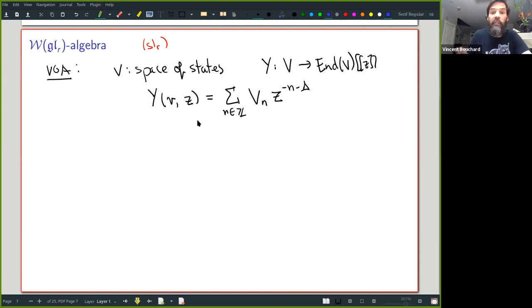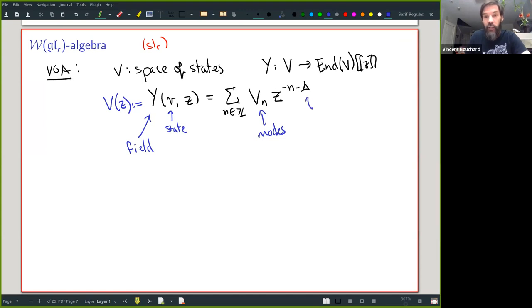So let me define what these things are. This is what we call a state or a vector. The Y of this is what we call the field. Often I'm going to use the notation v(z) as being the field corresponding to the vector v. These are the modes of your field. And usually in VOAs the shift is defined to be 1, but there are two conventions, either 1 or delta. Delta here is the conformal weight.